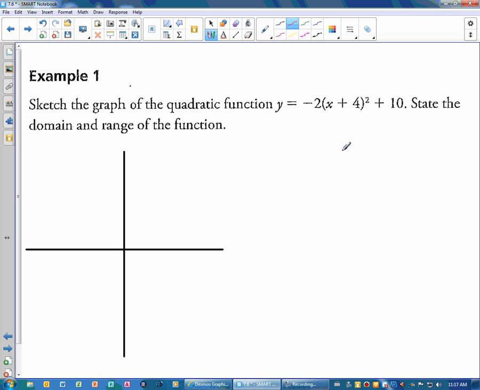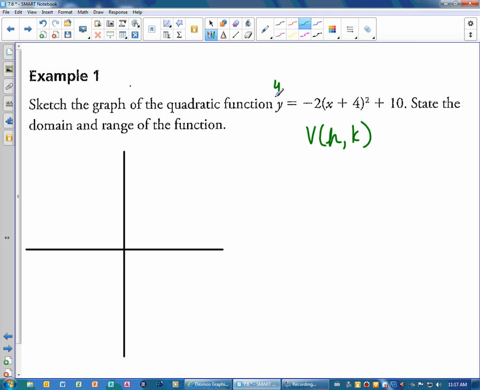We have something in vertex form. Okay? It says sketch the graph of the quadratic function y equals negative 2(x plus 4) squared plus 10, and then state the domain and range. Okay, so first of all, we know it opens downwards. It's got a negative 2 in front of it. So it opens downwards. And I know my vertex is at (h, k).